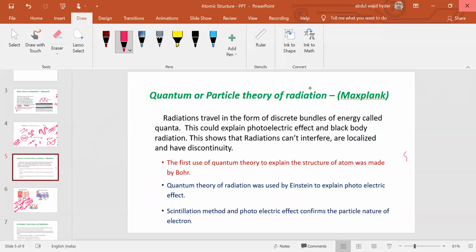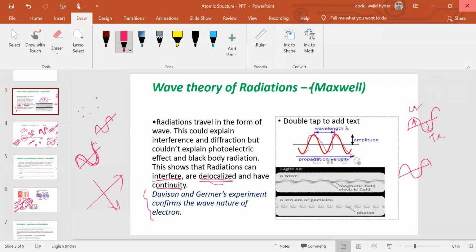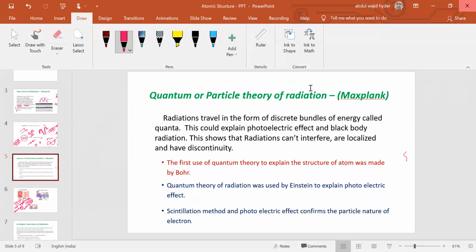So radiation travels in the form of discrete bundles of energy called quanta. This could explain photoelectric effect and black body radiations. So now this problem is also over, because the wave theory of radiation was unable to explain photoelectric effect and black body radiation, but this quantum or particle theory of radiation can explain them. This shows that radiations can't interfere, are localized, and have discontinuity.